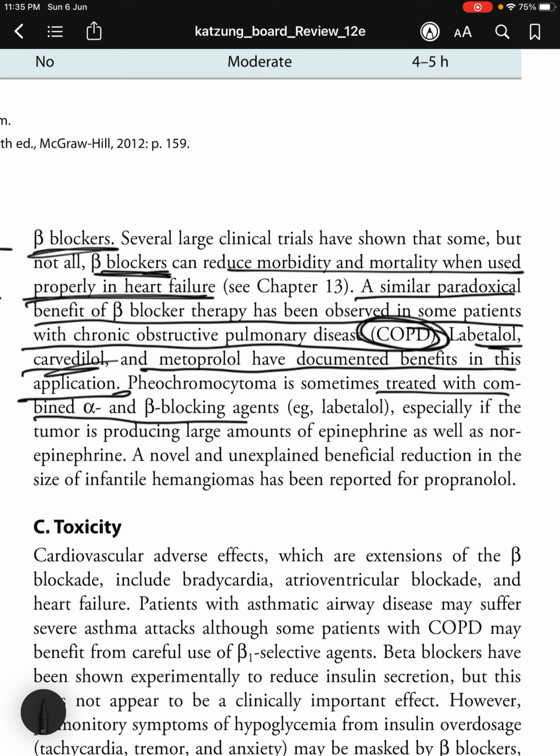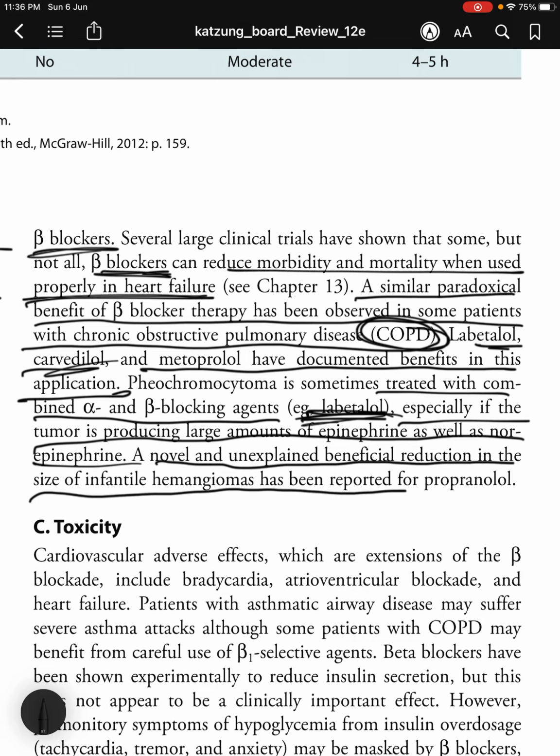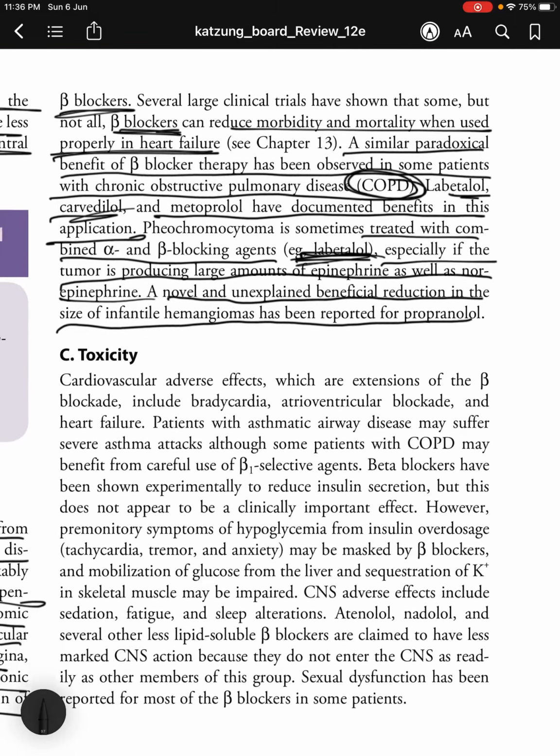Pheochromocytoma is sometimes treated with combined alpha and beta blocking agents such as labetalol. We also discussed the use of phentolamine during surgery for pheochromocytoma. So, labetalol can be used especially if the tumor is producing large amounts of epinephrine as well as norepinephrine. So, if there is production of large amounts of epinephrine and norepinephrine because of a medullary tumor called pheochromocytoma, we use labetalol.